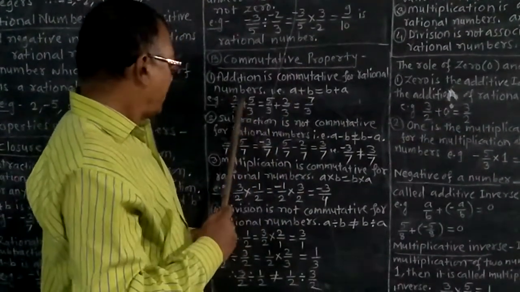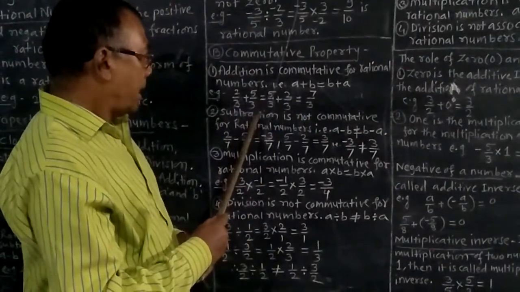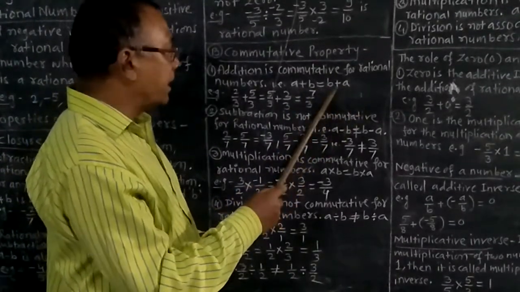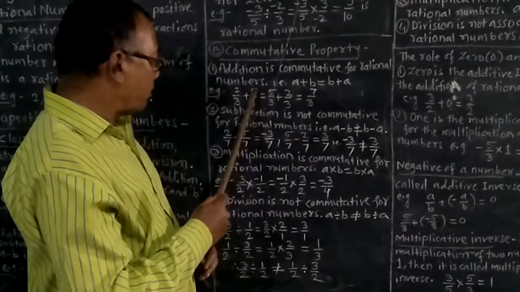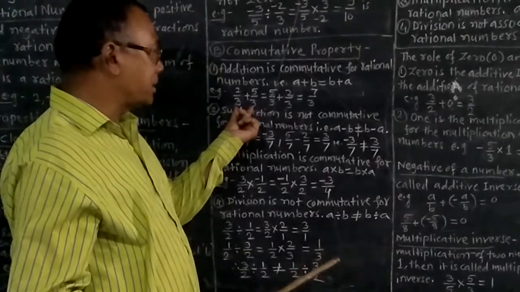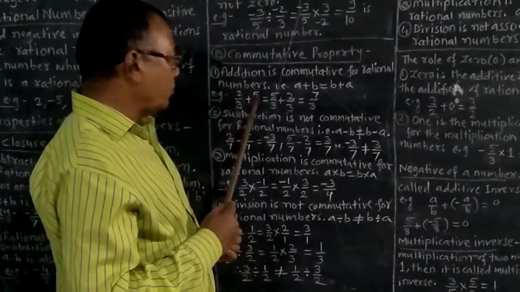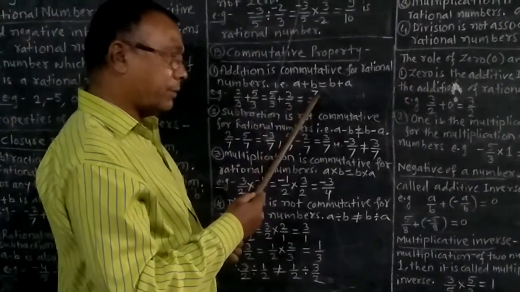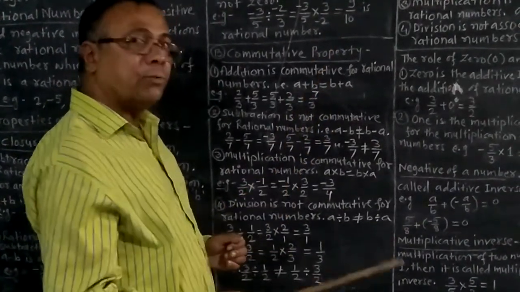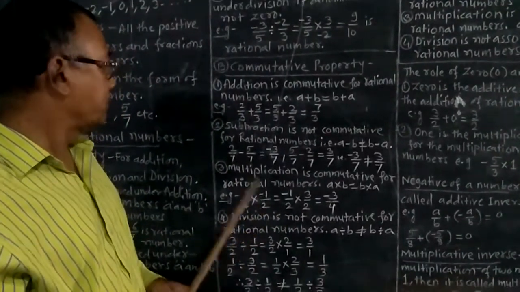So for a plus b, for example, a is 2 upon 3, b is 5 upon 3, and if we write a plus b in the reverse form, that is b plus a, b plus a is 5 upon 3 plus 2 upon 3. Here both the denominators are the same, so we will write only 3, and 2 plus 5 is 7. Similarly 5 plus 2 is also 7, meaning the values of a plus b and b plus a are equal, and therefore we can say that addition is commutative for rational numbers.